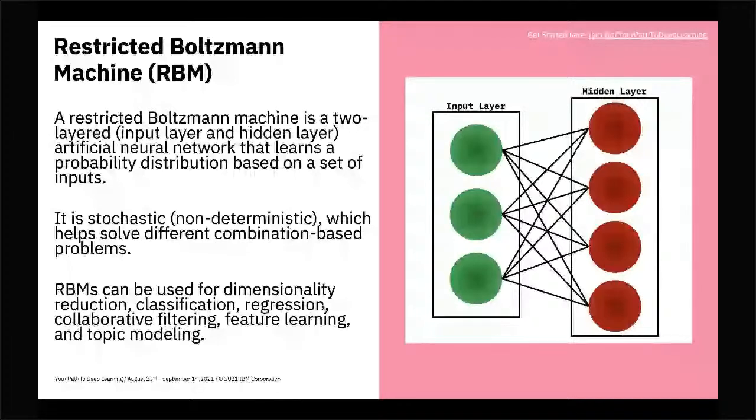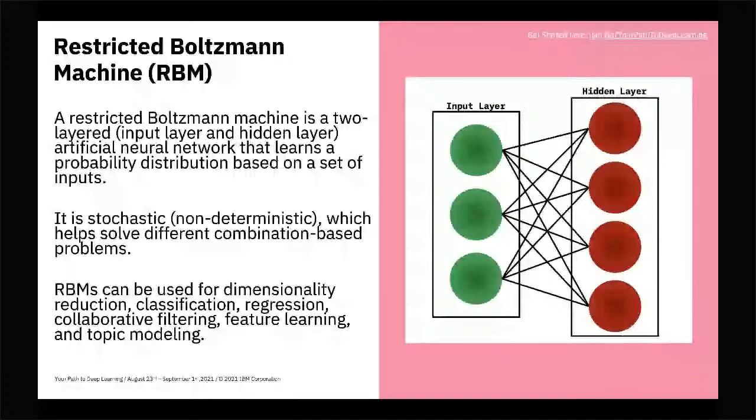An RBM is a class of Boltzmann machine, obviously. However, it is restricted in certain ways when considering the connections between the input layer and the hidden nodes of the neural network, as you can see on the screen. So it is easier to implement an RBM.